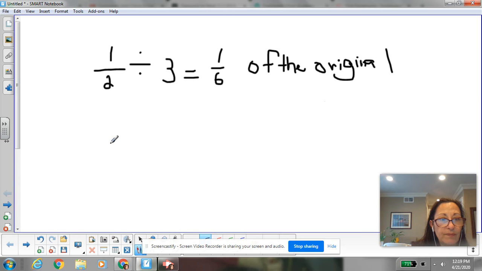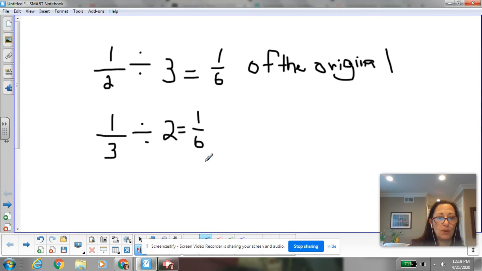Again, 1/3 divided by 2 is also 1/6 of the original tray. So we're writing those both. To solve them, we're using a multiplication problem. So let me show you that.